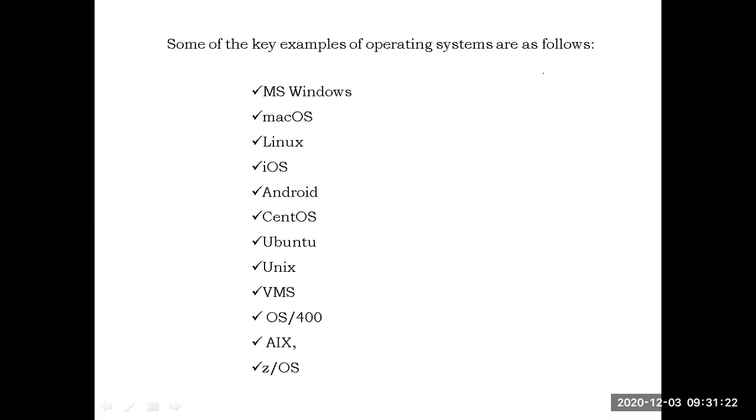See, we are giving some examples. See this list of examples of some regularly used operating systems. MS Windows, the Windows operating system, Microsoft Windows.